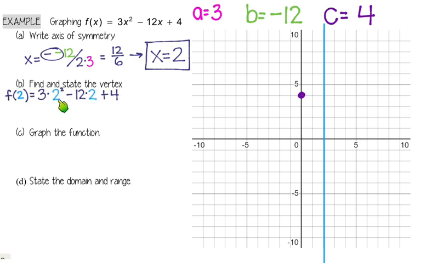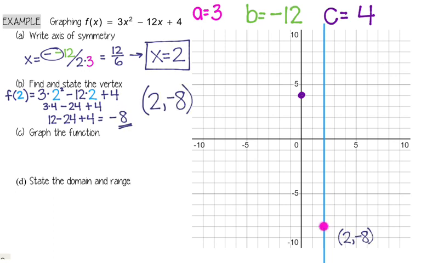3 times 2 squared minus 12 times 2 plus 4. You could just type this into your calculator the way it is, or you could calculate it out. 3 times 2 squared is 3 times 4, which is 12, minus 12 times 2, which is 24, plus 4, and we end up with negative 8. So we have a vertex that is 2, negative 8.